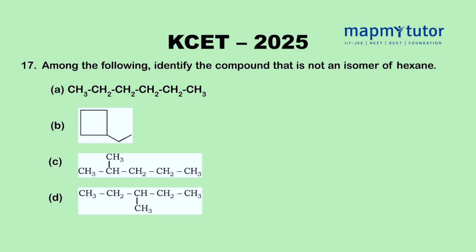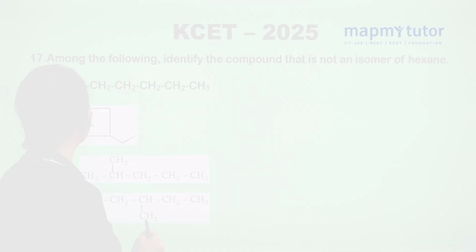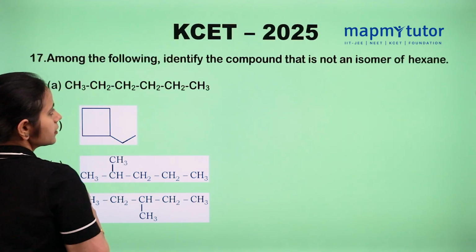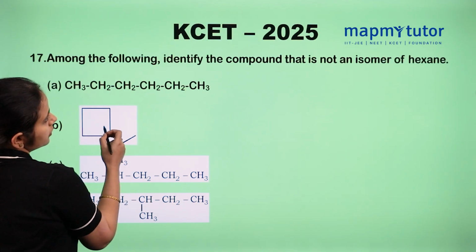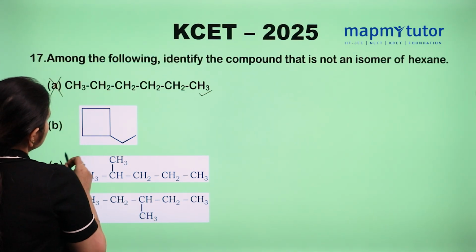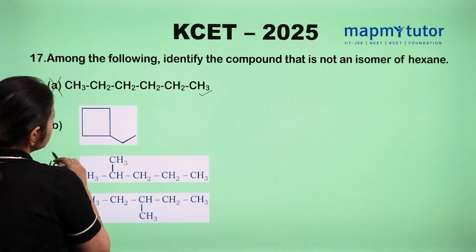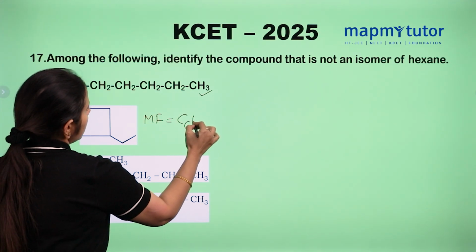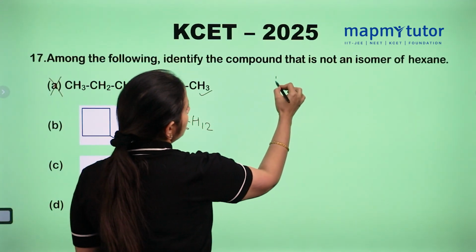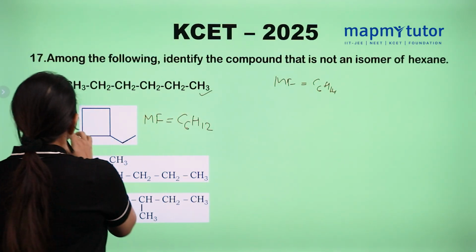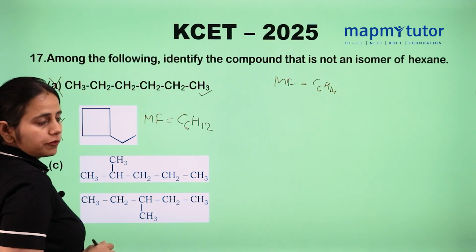Among the following, identify the compound that is not an isomer of hexane. See the number of carbons in this: 1, 2, 3, 4, 5, 6. So it is right, it is an isomer of hexane, so this can't be the answer. See the next. It is also 1, 2, 3, 4, 5, 6. But here the molecular formula of this structure is C6H12, and we know for hexane the molecular formula is C6H14. So this can't be an isomer of hexane.